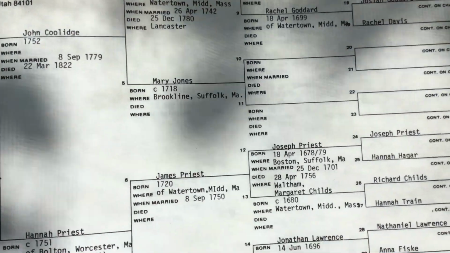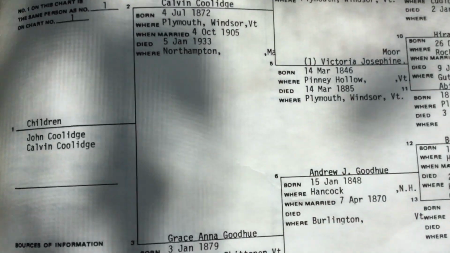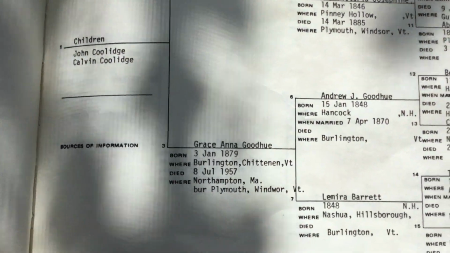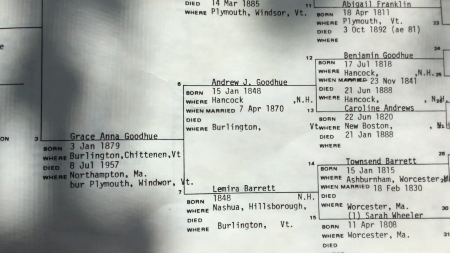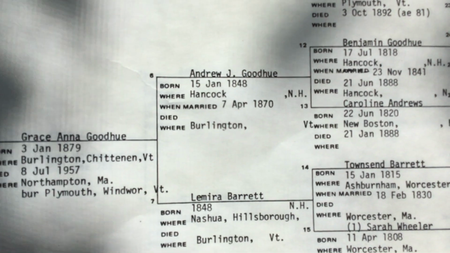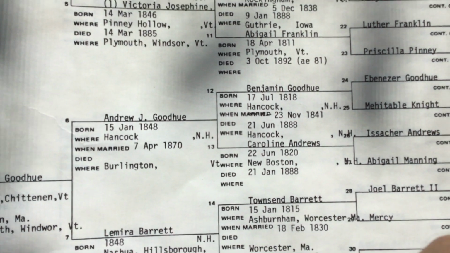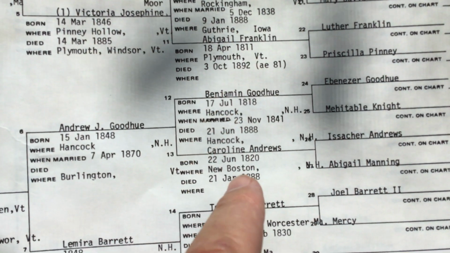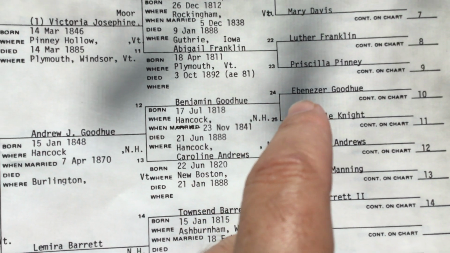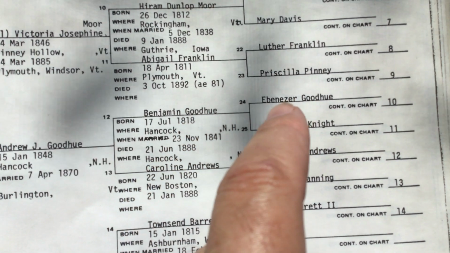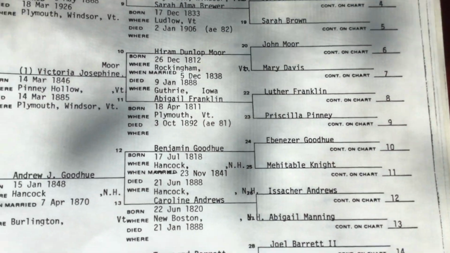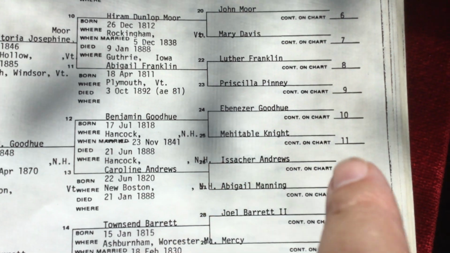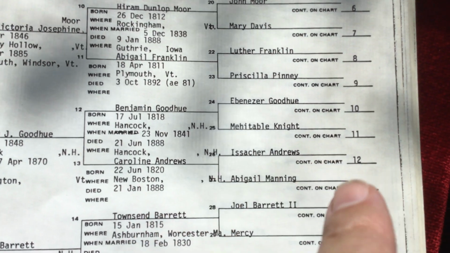you can do the same thing with his wife, Grace. She was Grace Goodhue, and her father was Andrew, married to Lemira Barrett, and Andrew's father was Benjamin, married to Carolyn Andrews, and Benjamin Goodhue's father was Ebenezer. I could look that person up on chart 10. I could look up Benjamin's mother, her chart on 11, and so forth.